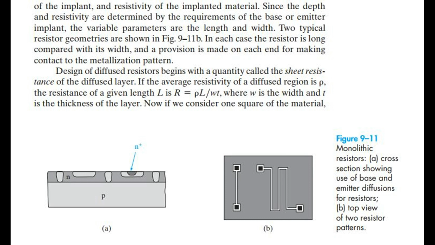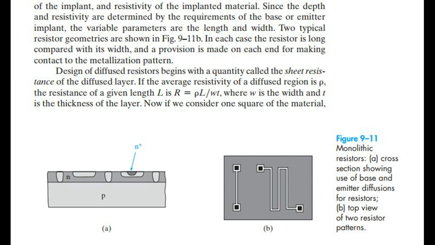Design of diffused resistors begins with a quantity called the sheet resistance of the diffused layer. If the average resistivity of a diffused region is ρ, the resistance of a given length L is R = ρL/(WT), where W is the width and T is the thickness of the layer. Now if we consider one square of the material, such that L equals W, we have the sheet resistance Rs = ρ/T in units of ohms per square.